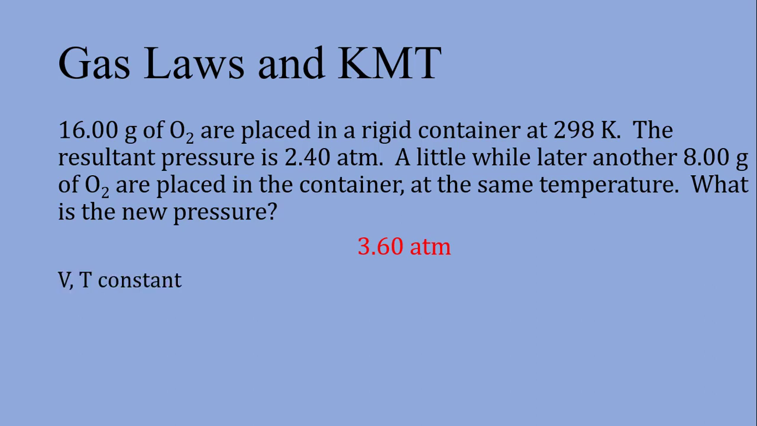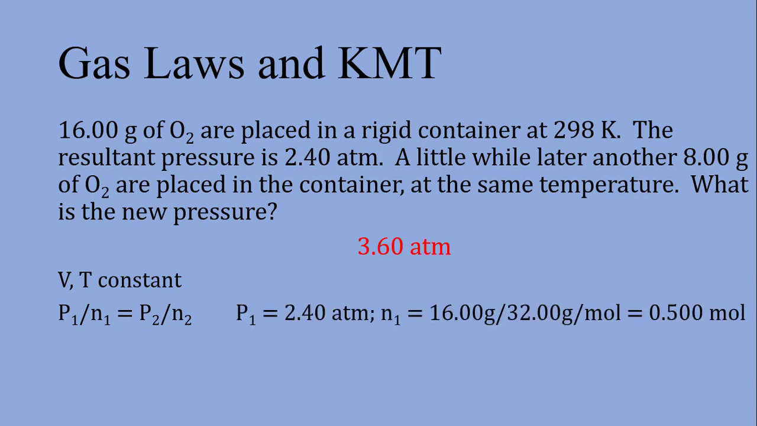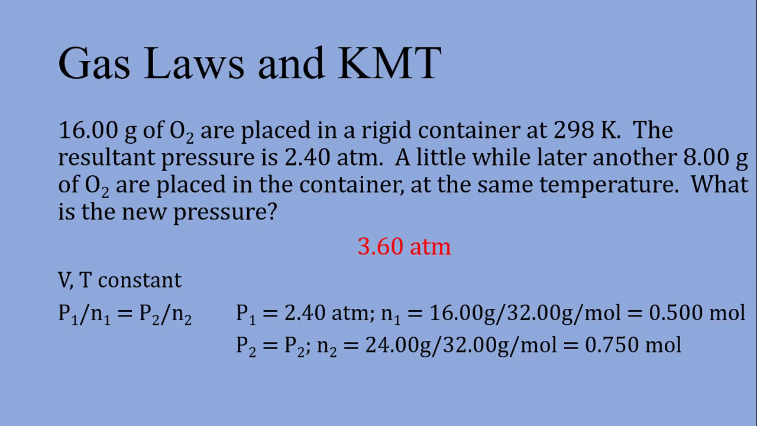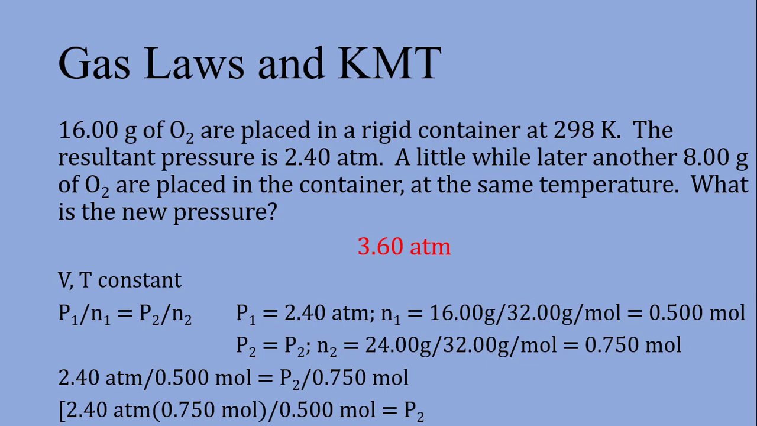We're keeping the volume and the temperature constant, so we start with Avogadro's law. P1 is 2.40 atmospheres. N1 is 16 grams divided by 32 grams per mole, so you have half a mole of oxygen. We don't know what pressure 2 is. Now we added another 8 grams of oxygen. 16 plus 8 is 24. 24 grams divided by 32 grams per mole is 0.75 moles. We plug the values into the equation and rearrange to get P2, which is 3.60 atmospheres.